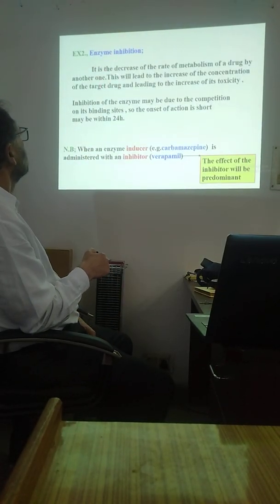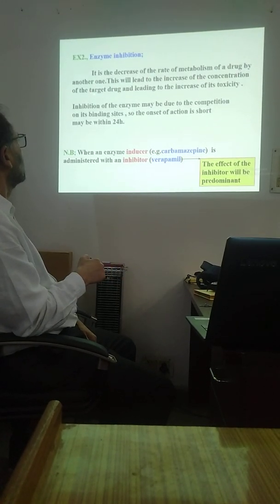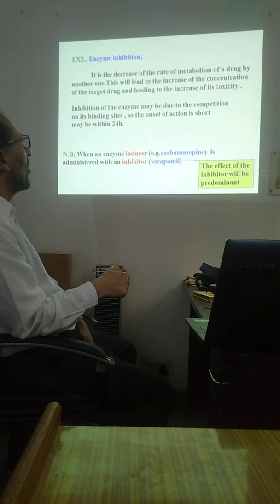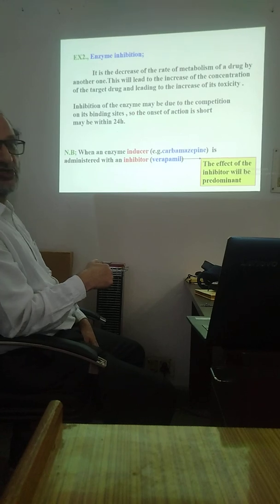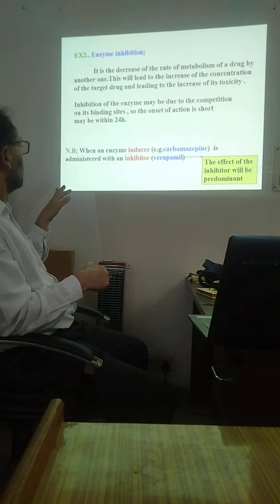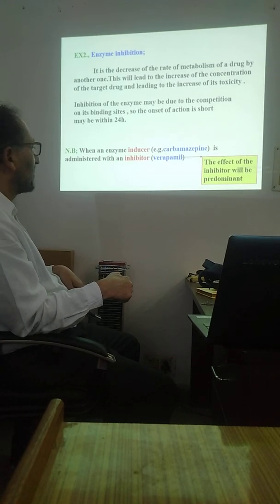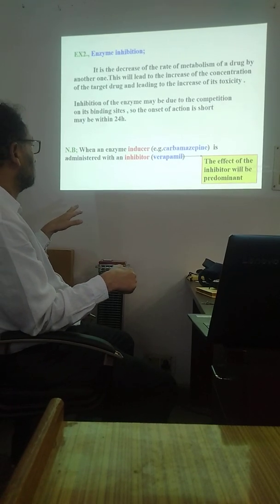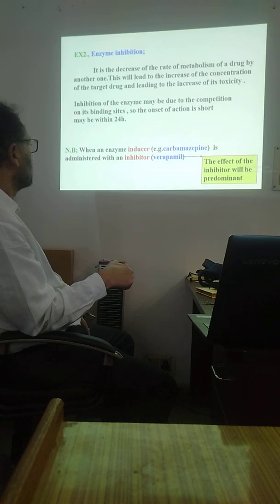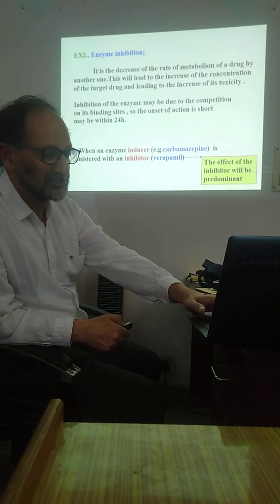Now enzyme inhibition. It is the decrease of the rate of metabolism of a drug by another one. This will lead to an increase in the concentration of the target drug and an increase in its toxicity. Inhibition of the enzyme may be due to competition for its binding sites. The onset of action is short, maybe within 24 hours. So when an enzyme inducer, carbamazepine, is administered with an inhibitor, verapamil, the effect of the inhibitor will be predominant. So verapamil acts as an inhibitor, and carbamazepine as an inducer. These things we should know, and this needs a separate lecture.